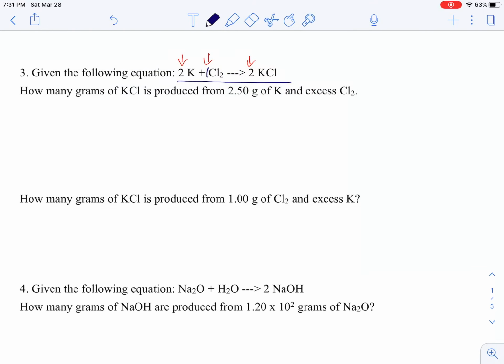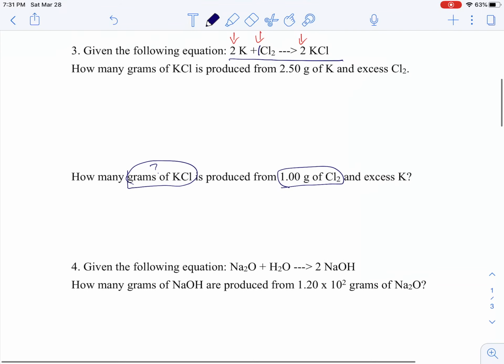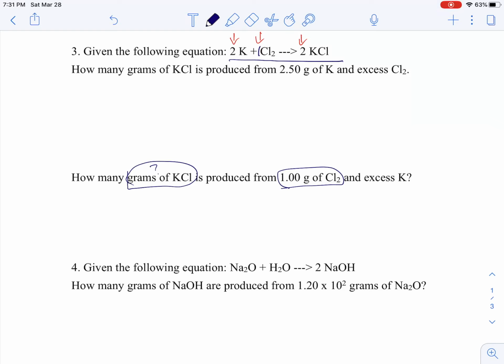However, that just means we've got plenty of potassium, so the only things we're worried about are grams of Cl2 and grams of KCl, which we are trying to find. So we're going to set up our ratios first and then go back and fill in all of the data that we need. You always start with what you are given. So this is our start. So we're going to start with 1 gram of Cl2.